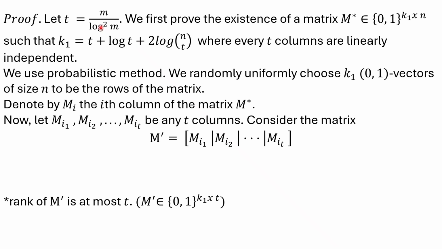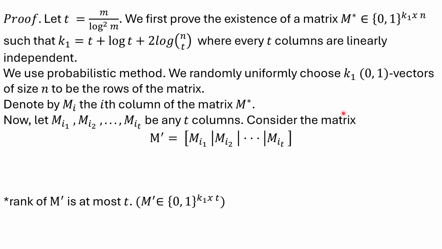Proof. Let T be equal to M divided by log squared M. We first prove the existence of a matrix M star of size K1 by n, such that K1 is T plus log T plus 2 log T choose n, where every T columns are linearly independent. We use the probabilistic method. We randomly and uniformly choose K1 vectors of size n to be the rows of the matrix. Denote by Mi the ith column of matrix M star. Now, let Mi1 to Mit be any T columns. We're going to prove that they are independent.